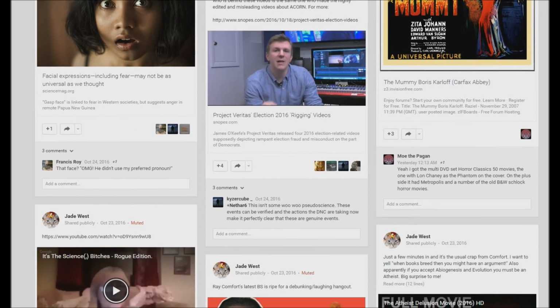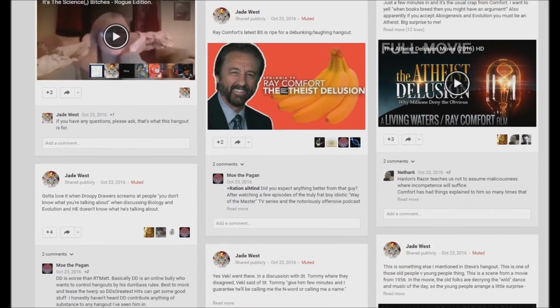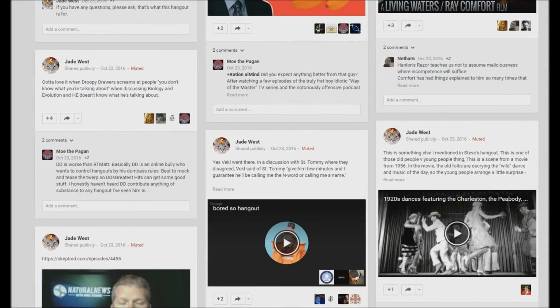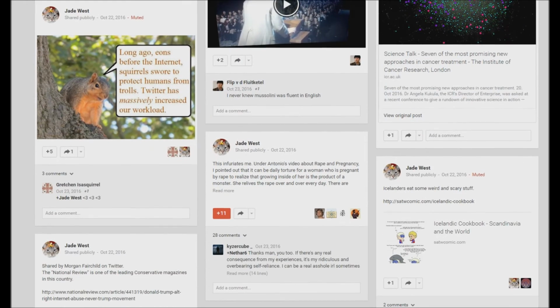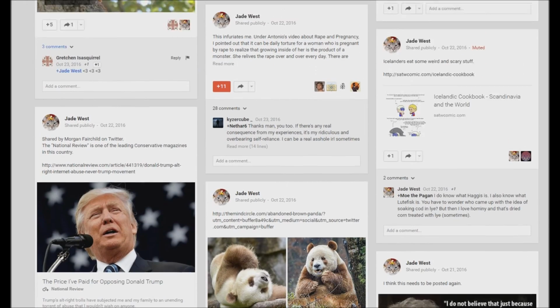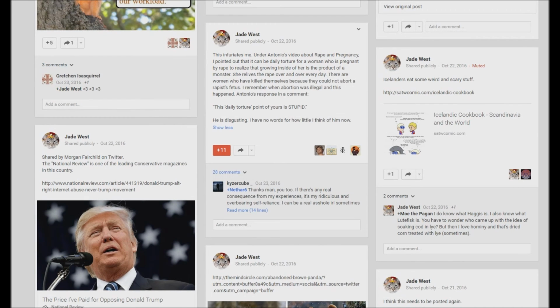But what we're looking for is the post that upset her or disgusted her, to use her own words, so I'm not putting words on her. Yeah, so here it is, and you can see that there. This infuriates me, talking about rape and pregnancy. So she was talking about the daily torture a woman who is pregnant by a rape can go through, having to carry the fetus, and apparently Fletcher's response was, this daily routine point of yours is stupid. I took issue with that.